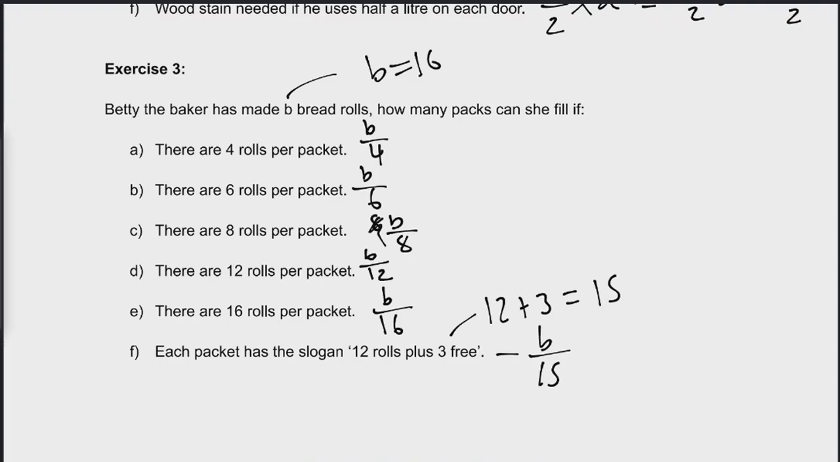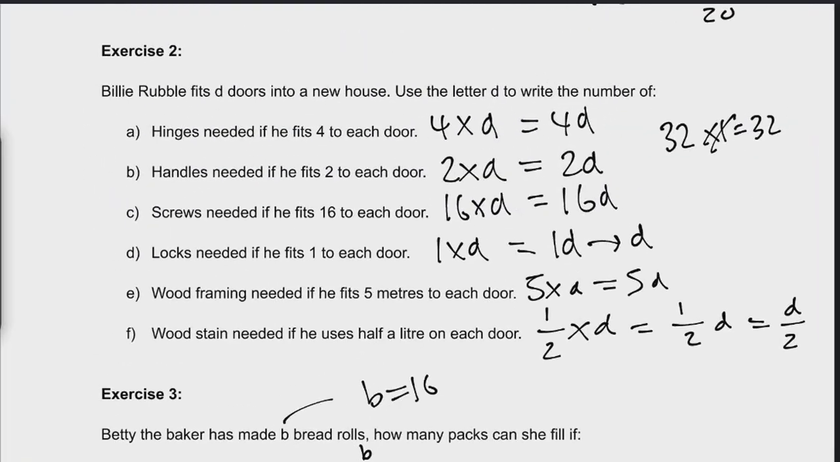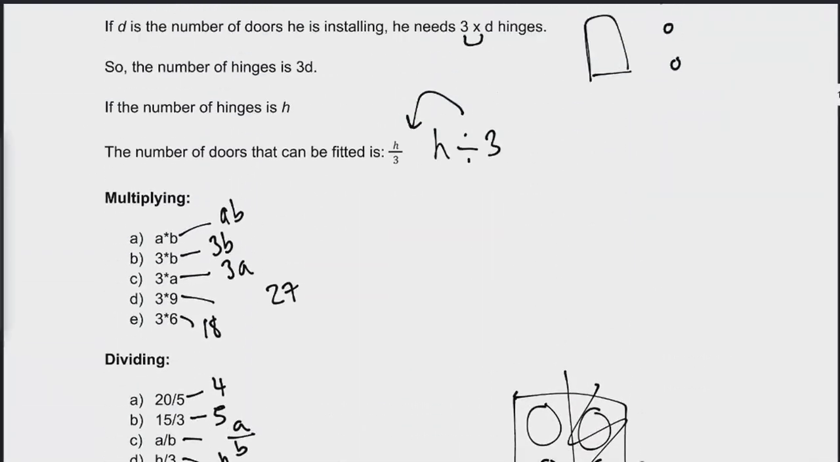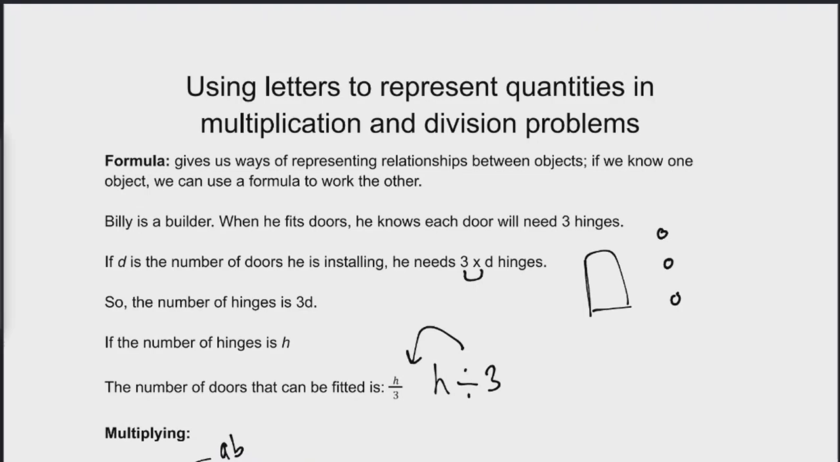So that will be it for this video. I hope it was useful in teaching you how to use letters to represent quantities in multiplication and division.